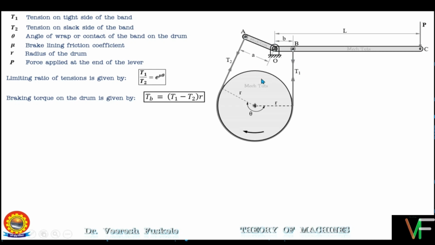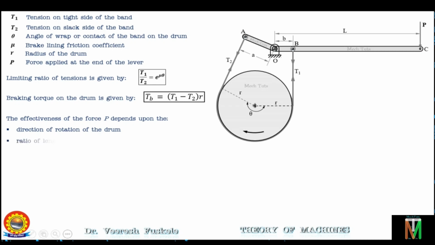Now, in the differential band brake, the band is not connected to the fulcrum, as in the case of the simple band brake. So the effectiveness of the force P depends upon the following: the direction of rotation of the drum, the ratio of the lengths A and B, and the direction of the applied force P. So depending on the configuration of this differential band brake, the force P will be applied either from upward to downward or from downward to upward, depending on the lengths A and B. This we will see in the upcoming discussion.